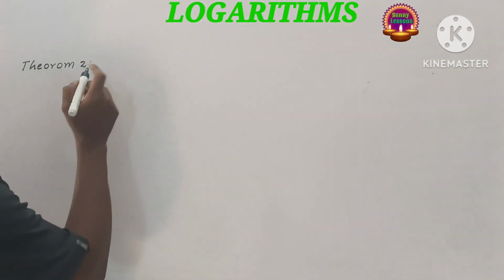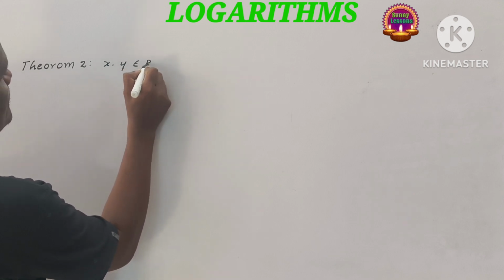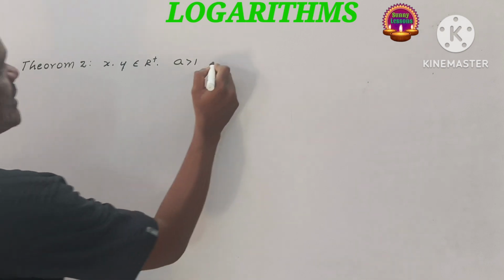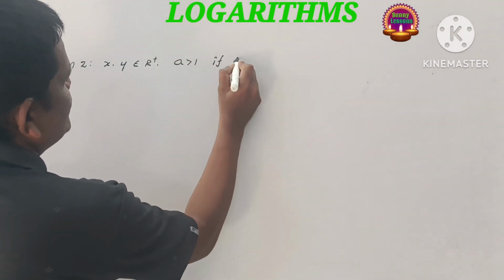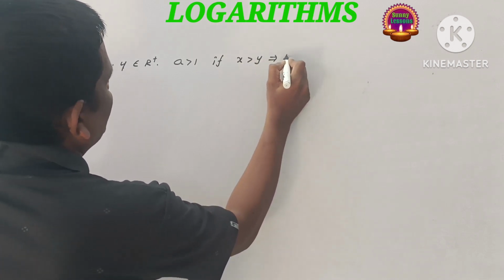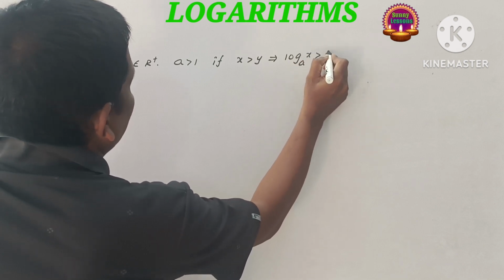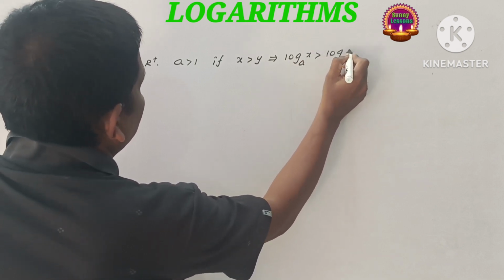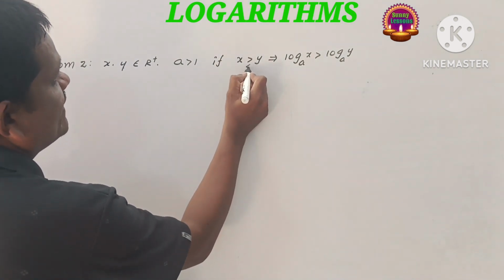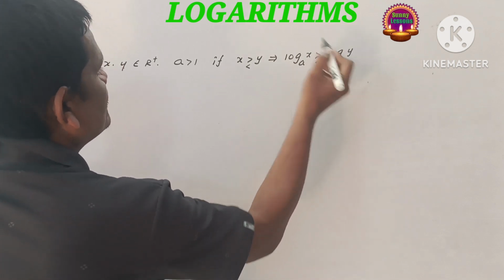The next, theorem 2. x and y are any two positive real numbers, where a is greater than 1. If x is greater than y, then log x base a is greater than log y base a. Likewise, if x is less than y, then log x base a is less than log y base a.